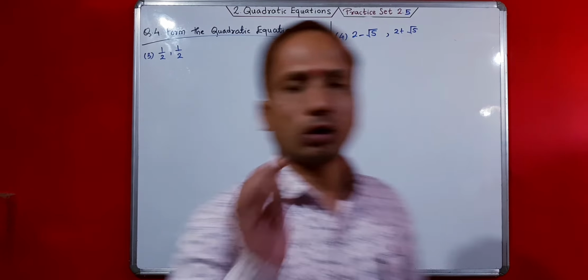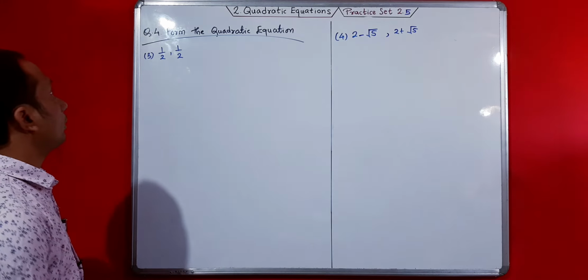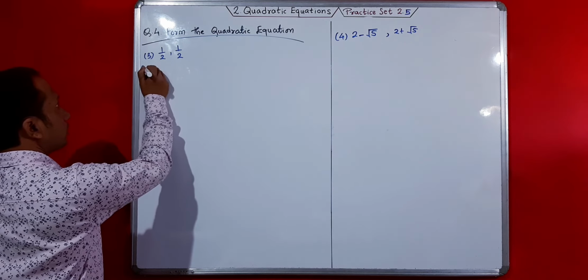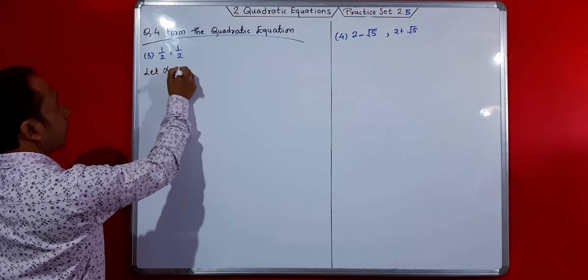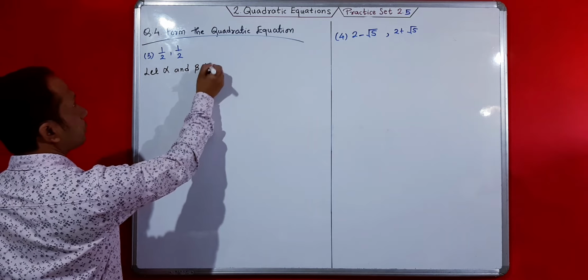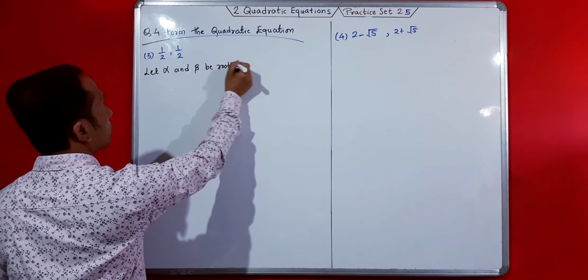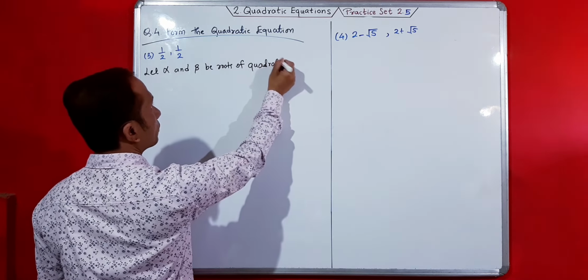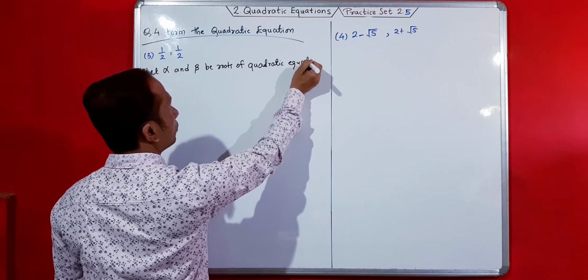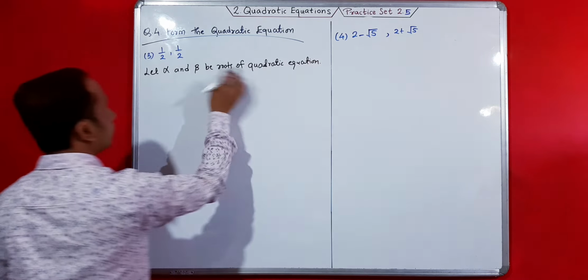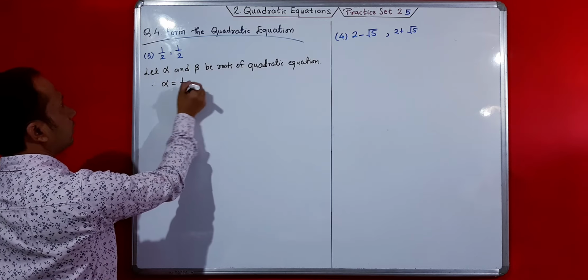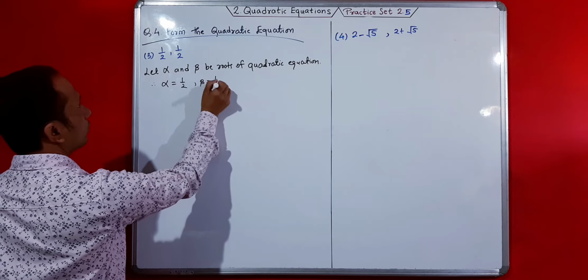Okay, so we'll solve problem numbers 3 and 4. 1/2 and -1/2 are the given roots of the quadratic equation. Therefore, let alpha and beta be the roots of the quadratic equation. Therefore alpha is equal to 1/2, beta is equal to -1/2.